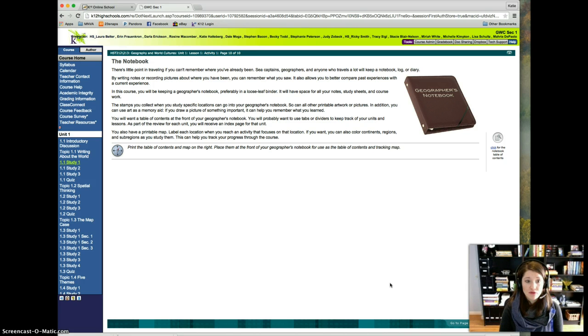As a part of the review for each unit, you will receive an index page for that unit. You also have a printable map. Label each location when you reach an activity that focuses on that location. If you want, you can color continents, regions, and subregions as you study them. This can help you keep track of your progress through the course. If you click here, you can click the notebook. You can download the notebook for the table of contents for your geographer's notebook.